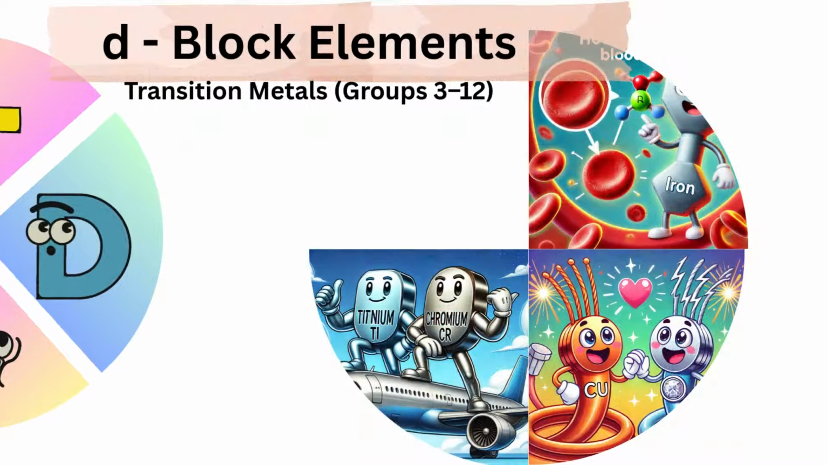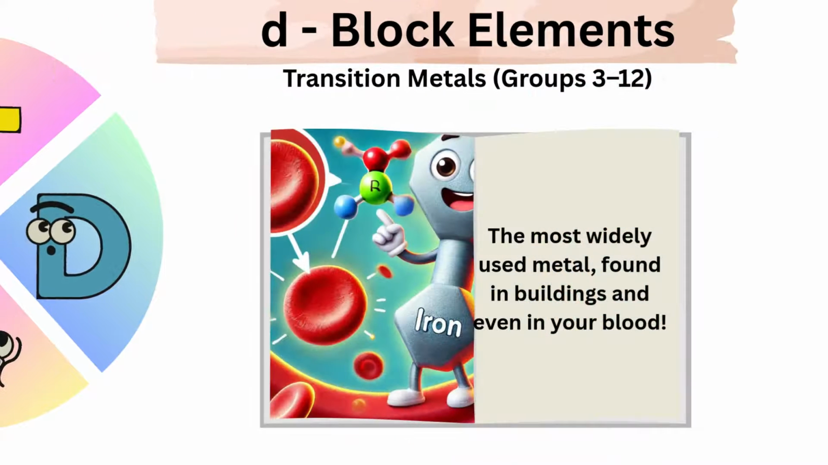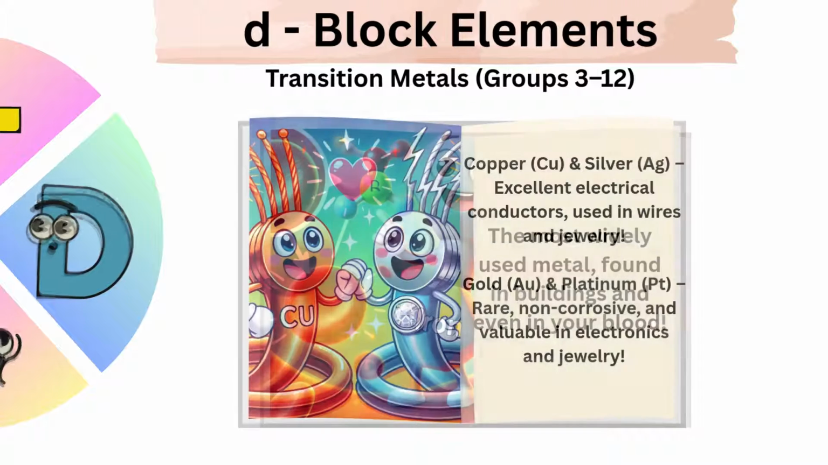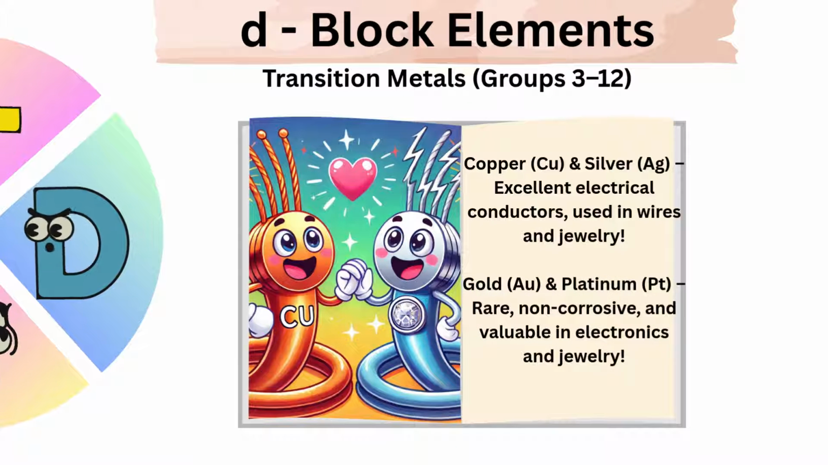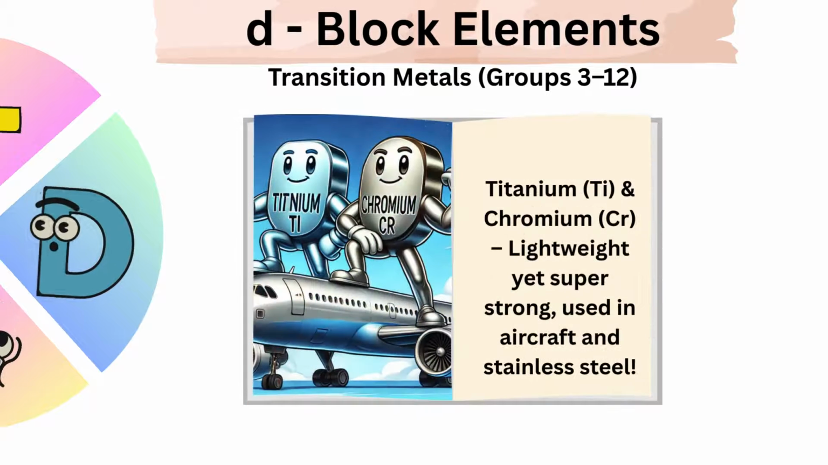Now let's talk about the D block, also known as the transition metals, the backbone of industry, technology, and even your own body. These are found in groups 3 to 12 and include iron (Fe), the most widely used metal found in buildings and even in your blood. Copper (Cu) and silver (Ag), excellent electrical conductors used in wires and jewelry. Gold (Au) and platinum (Pt), rare, non-corrosive, and valuable in electronics and jewelry.